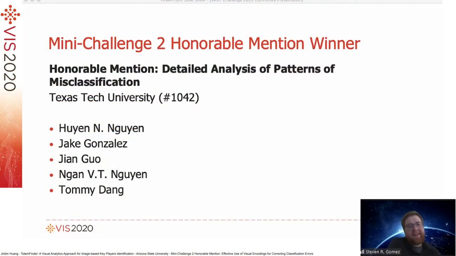All right, welcome back, everybody. So we're on to our final talk of this session. This last talk is for our second honorable mention winner for MC2, and this went to a team at Texas Tech. We'll see the video by Huynh in a moment. Their honorable mention award was for detailed analysis of patterns of misclassification. As we'll see, this team did a wonderful job at looking at cases where the classifier was making mistakes and trying to understand the nature of those mistakes, maybe due to occlusion or other kinds of confusable object classes. So we're going to switch to the video in a moment.